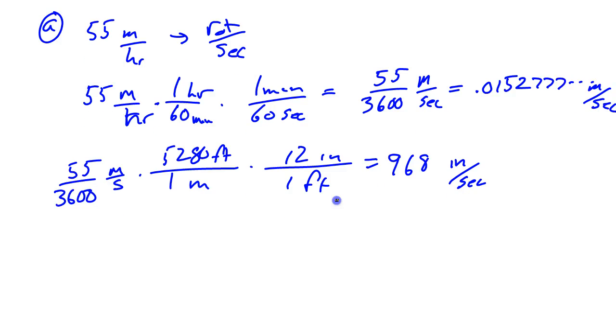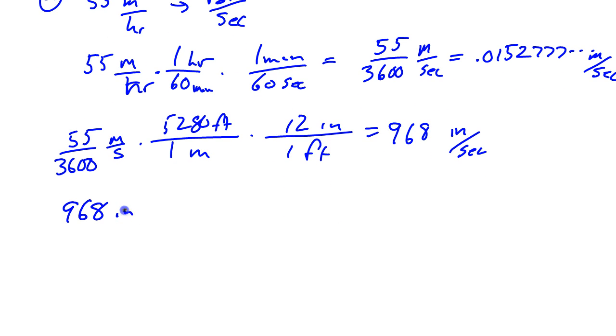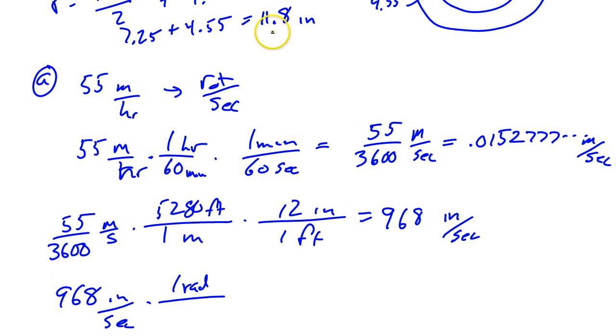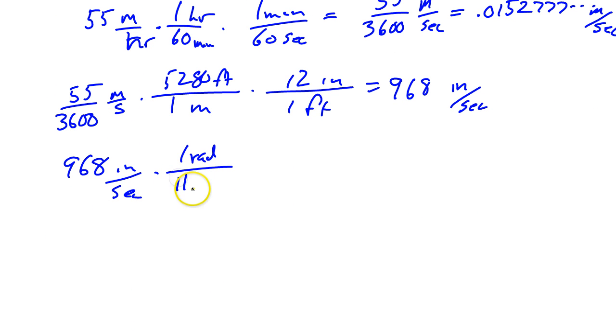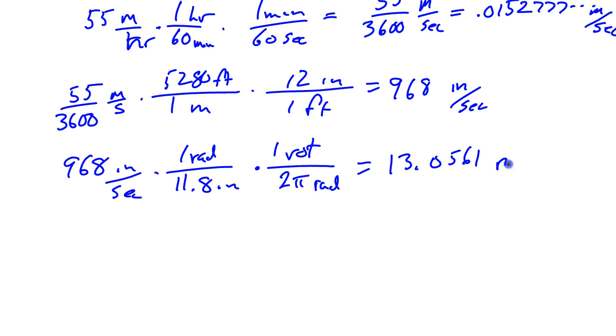Now I can convert that into radians per second, because the 968 inches per second, well, every radian is worth the radius worth of inches, and that's 11.8 inches. Each radian of turn is worth 11.8 inches. And then I can convert it into rotations as well, because 1 rotation is worth 2 pi radians. So let me type that into my calculator. So that's 13.0561 whatever rotations per second. When you're traveling 55 miles an hour, the wheels are spinning at essentially 13 rotations per second. Okay, so I think that's the answer to part A.